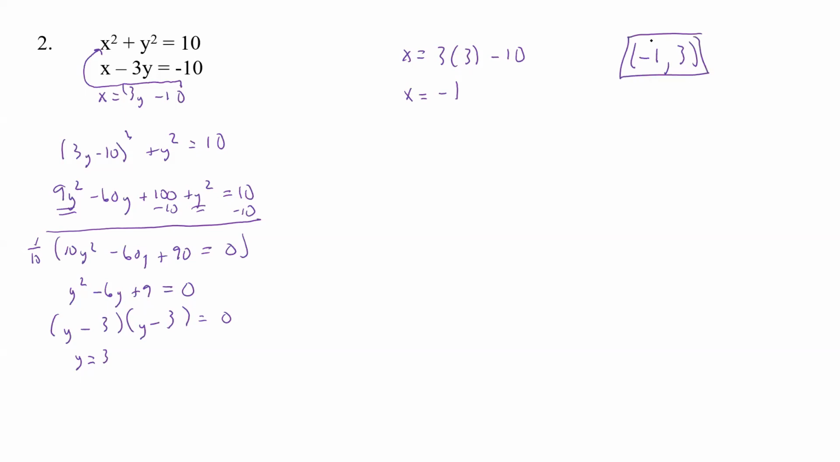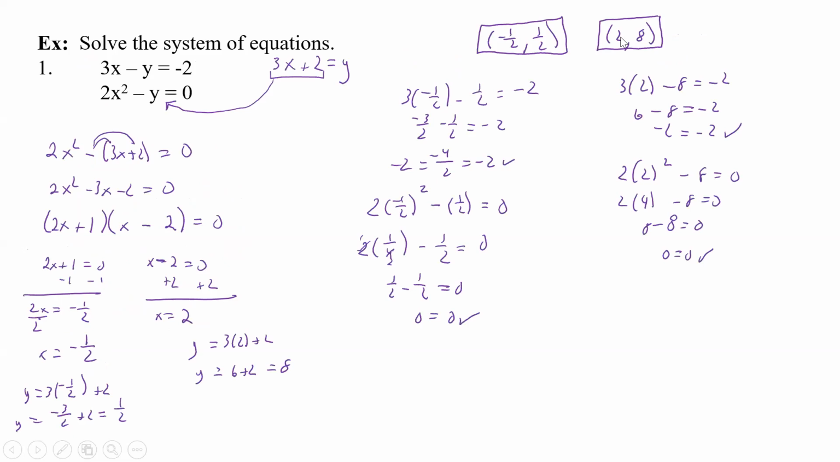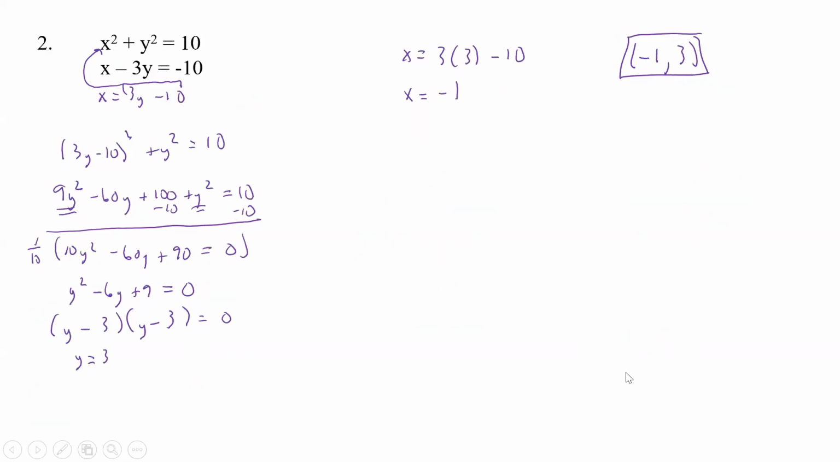So the first one I had 2 answers, and so that meant it was a parabola, and I'm just going to draw a general parabola and a line, and so it was going like that, and so I had the 2 points where it went through. Now that's not exactly how it is, but that's just kind of an example.